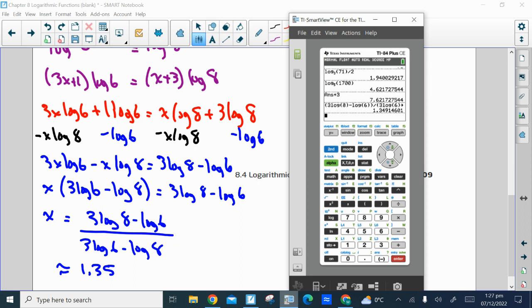Which we can check. In y equals, we'll put in y1 the left side of the original equation, which was 6 to the power 3x plus 1. And y2 is the right side, 8 to the x plus 3.